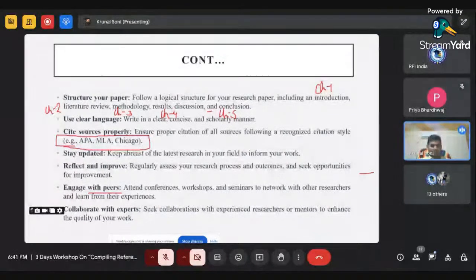Collaborate with experts, right? You should seek collaborations with experienced researchers or mentors to enhance the quality of your work. It is very important that if you want to grow in your research, you always collaborate with people who have particular knowledge of research. With their help, you can get ideas, grow your research, and enhance your visibility in terms of publishing your papers in good quality journals.